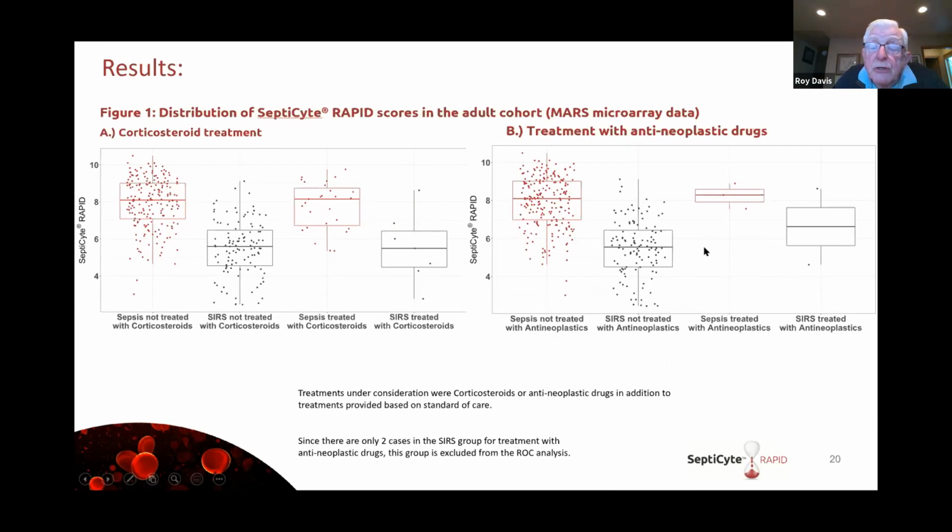On this side, we have those patients treated with anti-neoplastic drugs compared to the normal SIRS versus sepsis differentiation, with those patients with sepsis on anti-neoplastics, and the few patients we could find treated with anti-neoplastics who just had SIRS. Good differentiation. Numbers are somewhat low from a standpoint of being able to clearly say that differentiation.